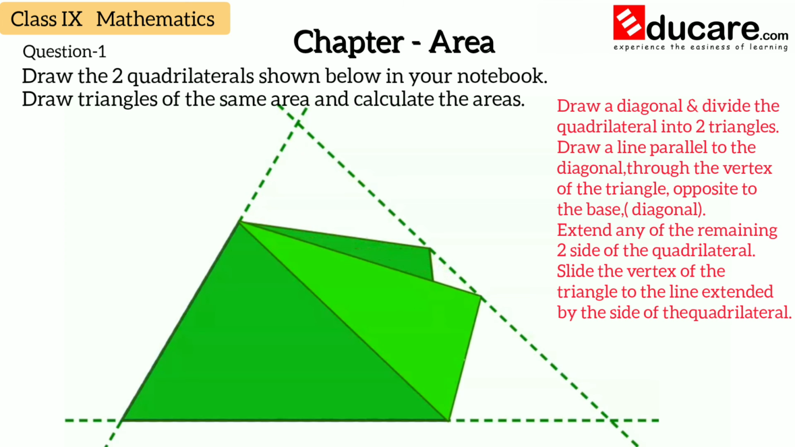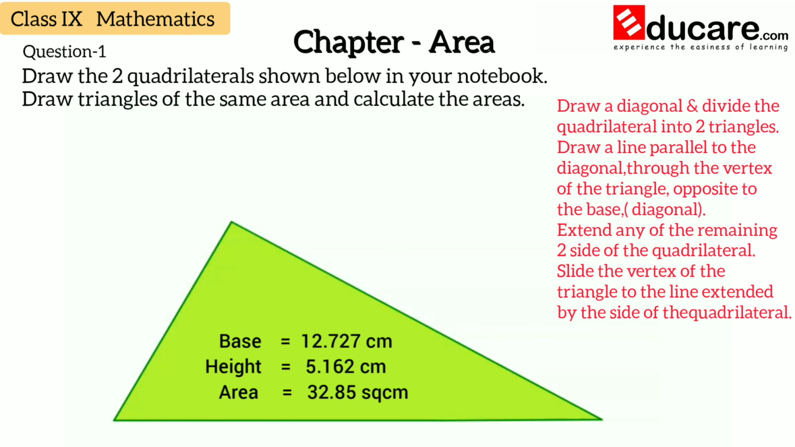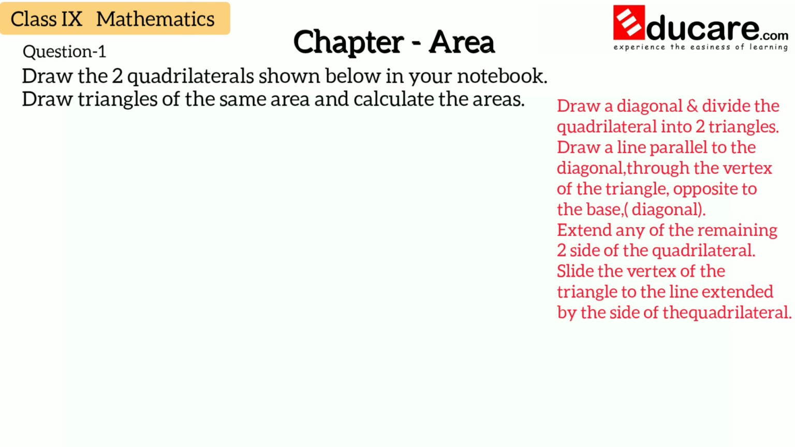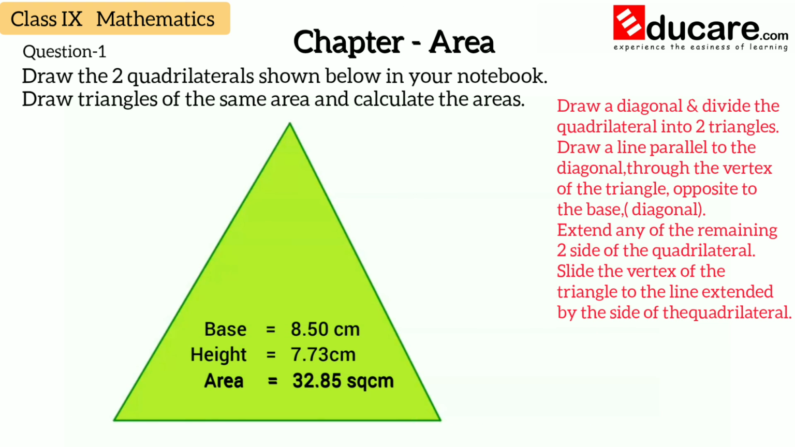Slide the top vertex of the triangle to any of the line extended by the remaining sides of the quadrilateral. Area of this triangle is 32.85 square centimeters. Area of this triangle is also 32.85 square centimeters.